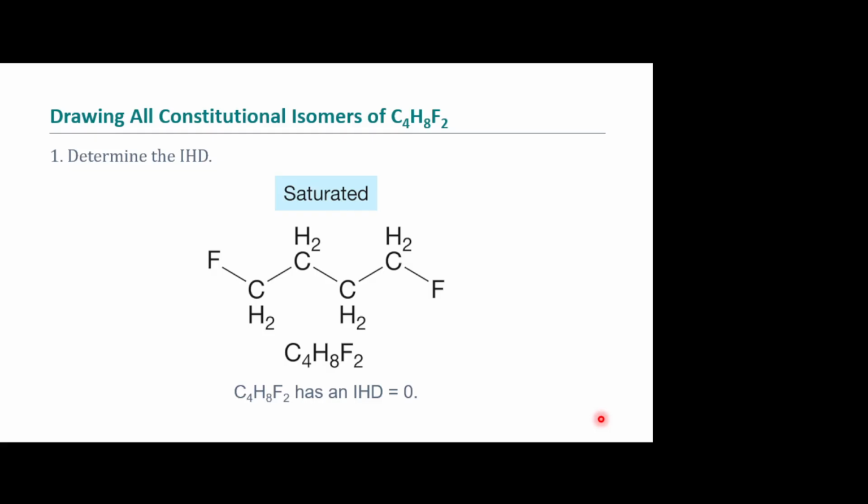All right, so this right here, we determine the IHD first, right? And what we find out for this one here is this is actually saturated. This has an IHD of 0, in fact, okay? And so do we have to worry about rings or double bonds or any of that? No, we don't have to worry about that. Okay, so number 2, we need to draw out all the possible skeletal structures. We'll make copies of those later, okay? But for now, we just need the possible structures we could end up with for those backbones, okay?